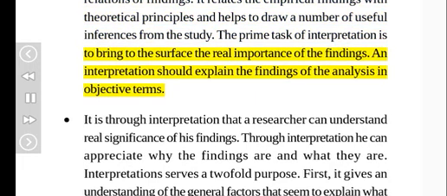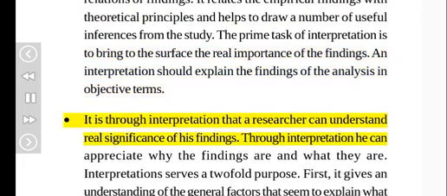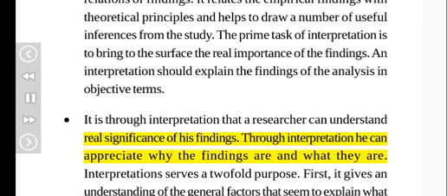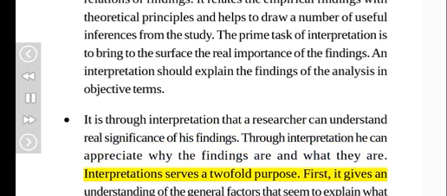An interpretation should explain the findings of the analysis in objective terms. It is through interpretation that a researcher can understand the real significance of his findings. Through interpretation he can appreciate why the findings are what they are. Interpretation serves a twofold purpose. First, it gives an understanding of the general factors that seem to explain what has been observed in the course of a study. Second, it provides a theoretical conception which can serve in turn as a guide for further research. The work of interpretation is of a technical nature and therefore only experts can do it logically. If the interpretation is not done very carefully, misleading conclusions may be drawn.